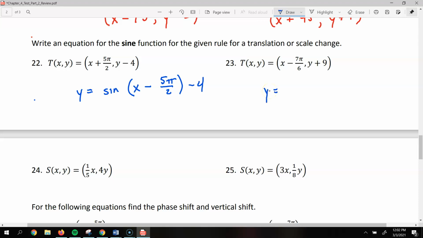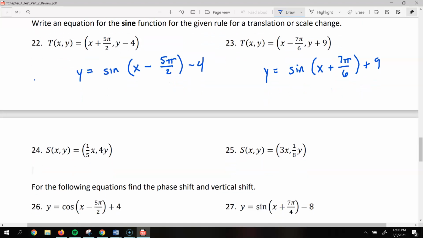And so, again, we're dealing with the sine here. So this would be y equals the sine of x plus 7 pi over 6 radians. And that plus 9, we leave that exactly as it's happening for the y value, but for the x, we do the opposite. And so it would be x plus 7 pi over 6, but then we'd have plus 9 after we take the sine.